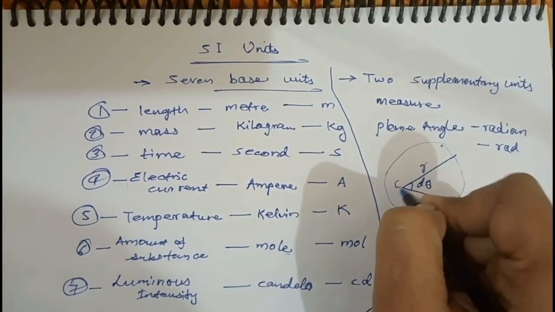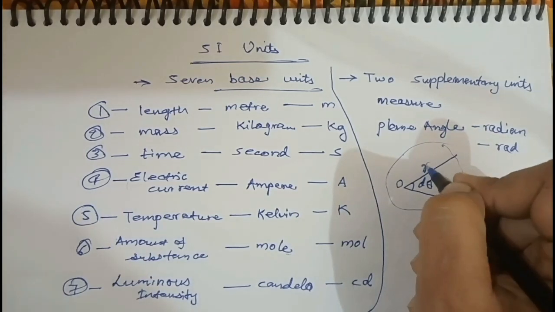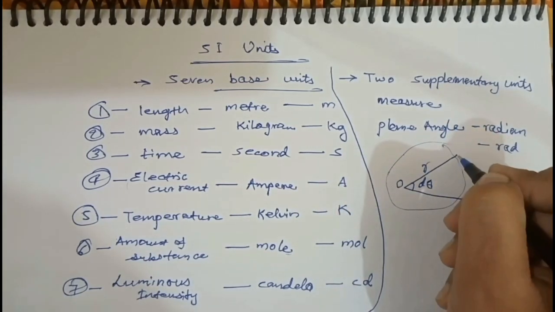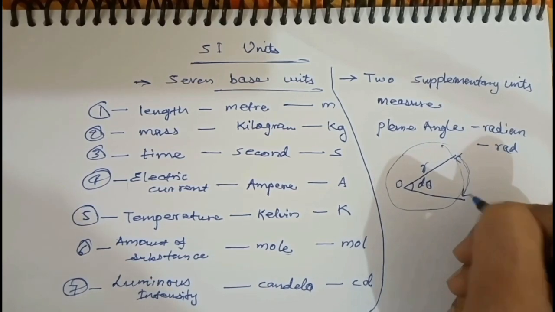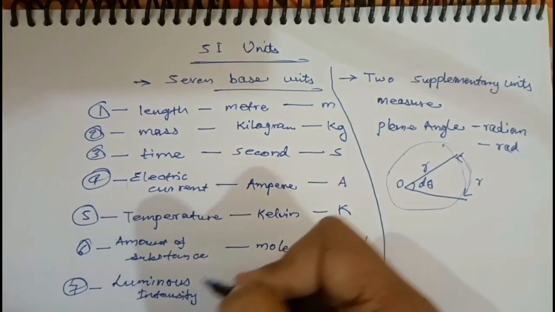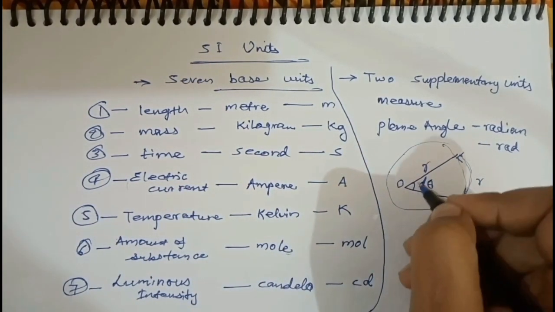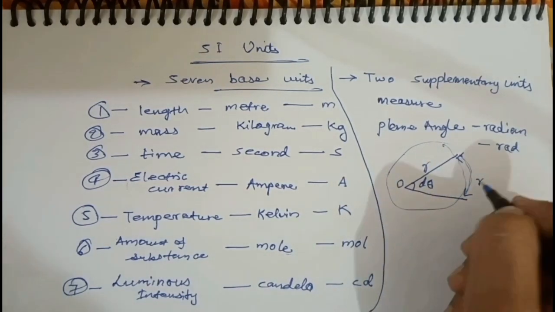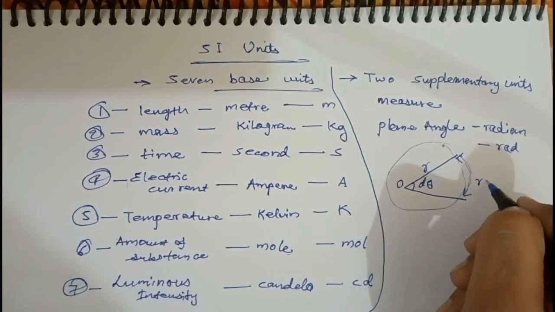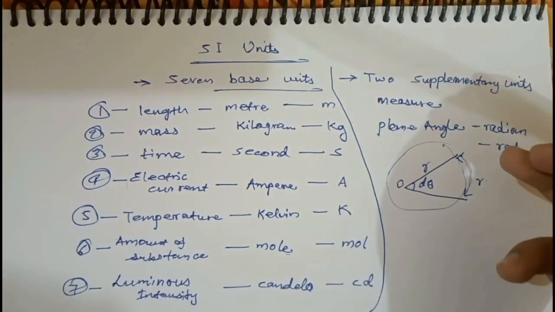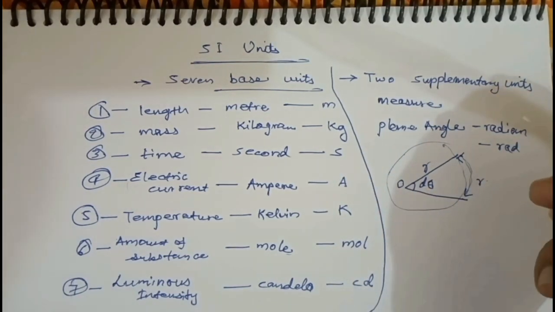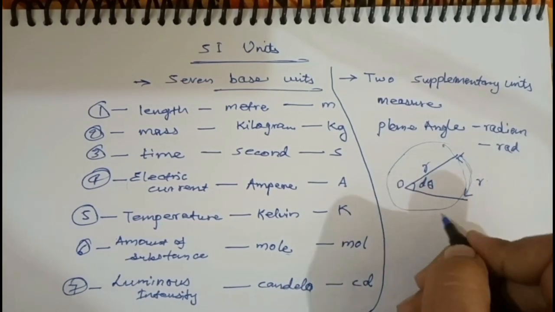This is O, the center, and this radius is equal in length with this arc only. This is also R. Then the angle subtended will be called a plane angle. Okay, 1 radian, that is called 1 radian.